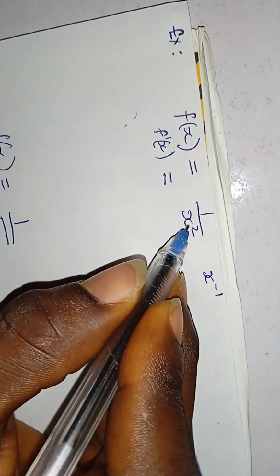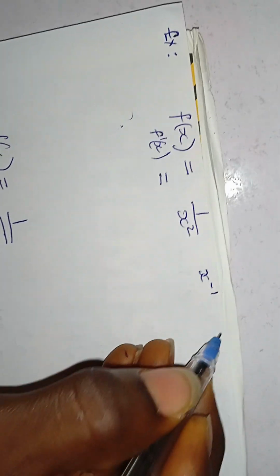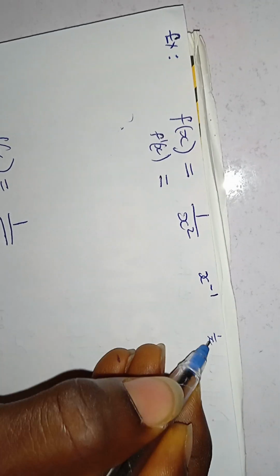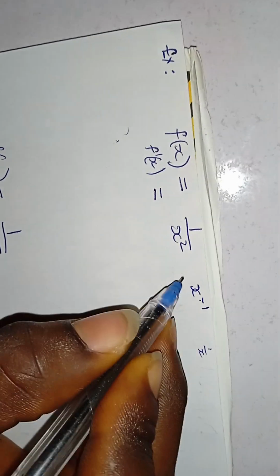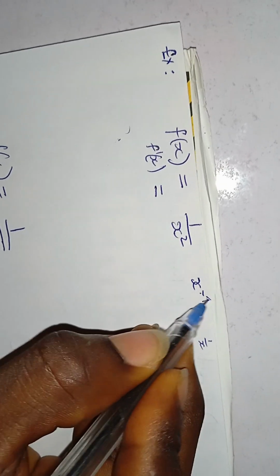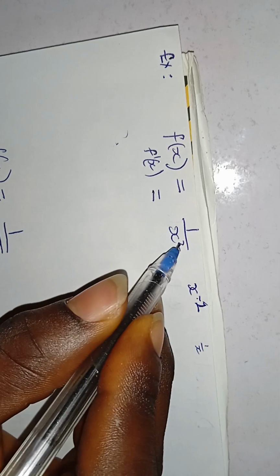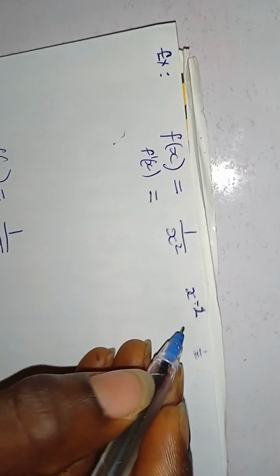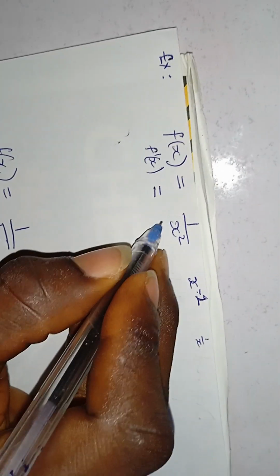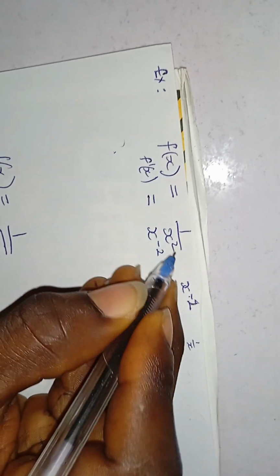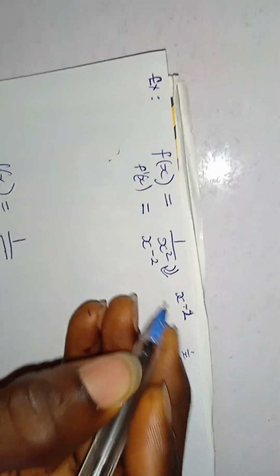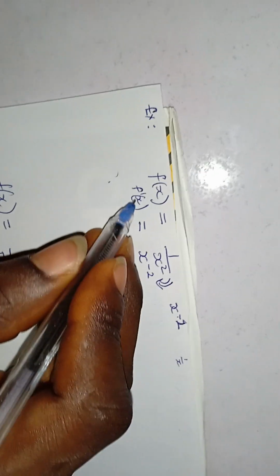So if you have 1 over x, it's the same thing as x raised to power minus 1. If you have 1 over x squared, it's the same thing as x raised to power minus 2. If you have 1 over x cubed, it's the same thing as x raised to power minus 3. So that's what this is saying. So this is the same thing as x raised to power minus 2. You must change it from this to this before you can get the derivative.